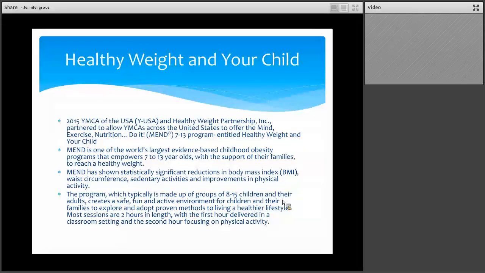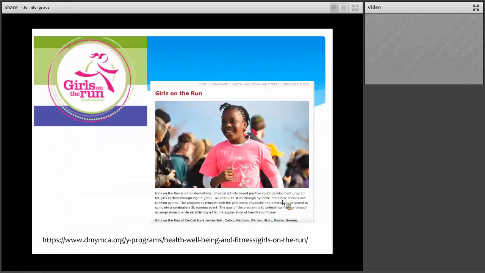Just wanted to mention a program called Healthy Weight in Your Child. There aren't a lot of sites in Iowa that are utilizing this program yet, but there's a lot of great evidence behind it. It's very similar to the diabetes prevention program, or DPP, which is more widely available throughout the state, and it's a child version of that. I mentioned it once, so you're familiar with it. It's based on the DPP, and there's a lot of great evidence that this is effective.